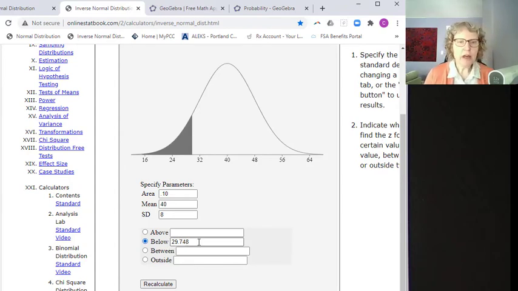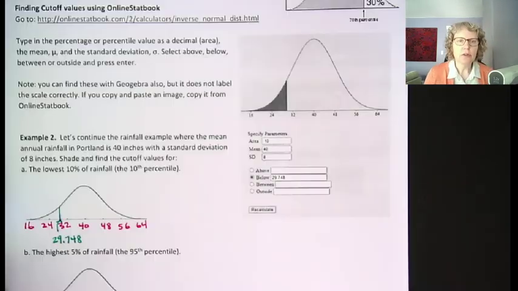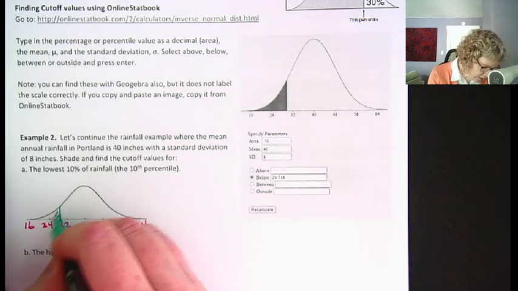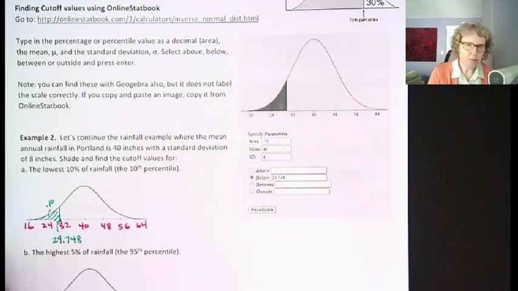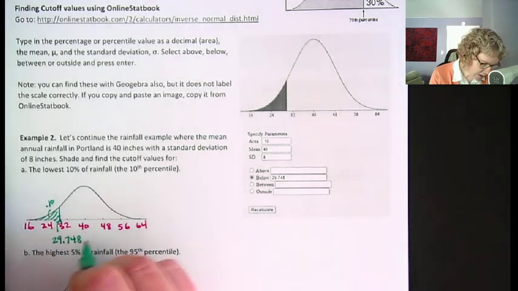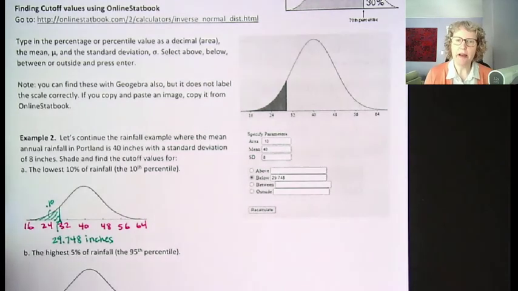Okay, so now I know that below 29.748 is where the lowest 10% of rainfall is. So I'm going to mark that on my graph, almost 30. Switch over to the drawing. So to the left here is 10% of the probability or area, and this is 29.748 inches. Your cutoff score should always have units because you're finding a value on this scale.